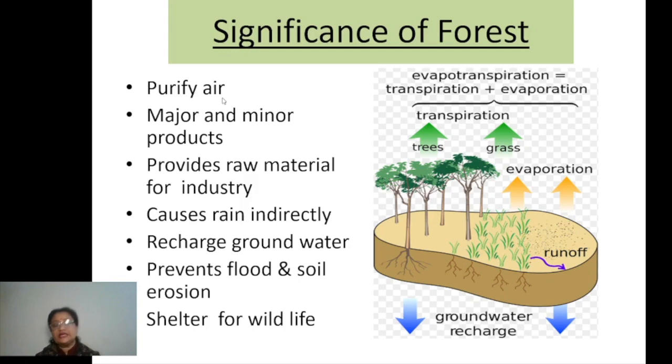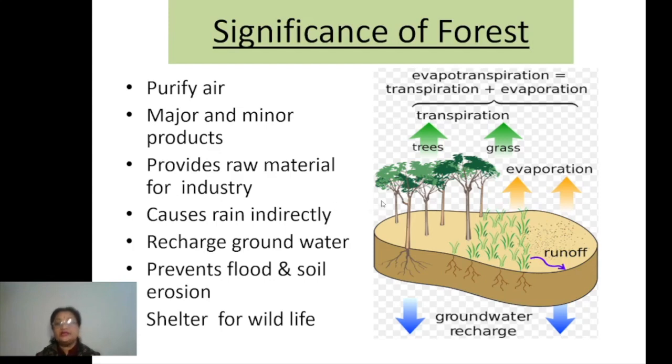Number one is it purifies the air. It purifies the air always. That's why we say that whenever we plant the trees, they help to get rid of the pollution. They help in providing several major and minor products which we are getting directly from the forests. Different types of products. Then it provides raw material for several industries. Yes, it is a very important source of raw materials.